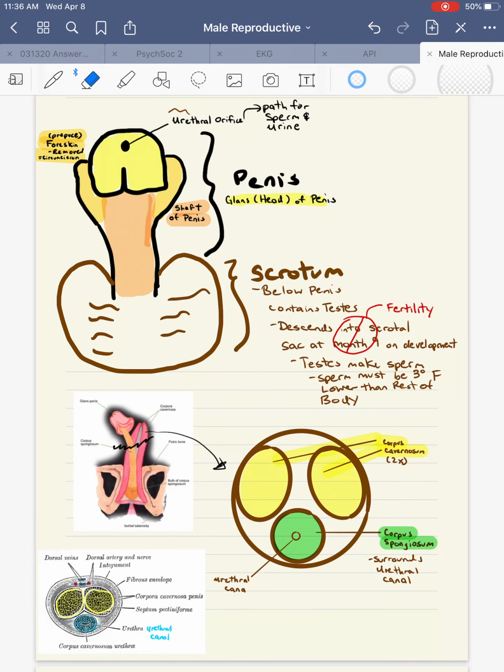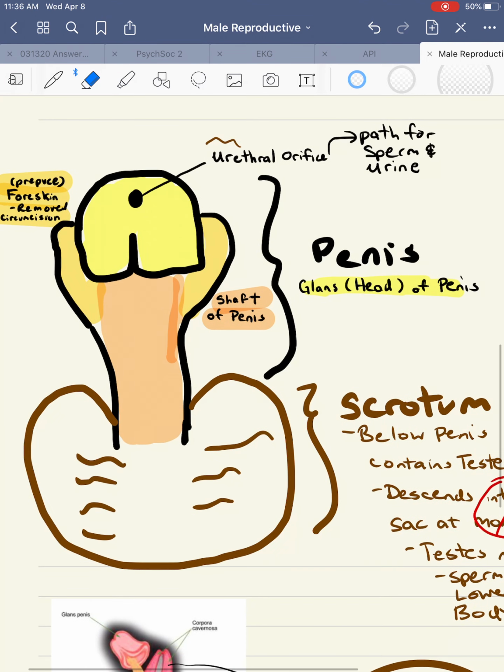All right, now we're going to look at the second part of the male reproductive system. We're going to look at the external anatomy of the male reproductive system. First part is the penis, right? And there's two parts of the penis. You have the head of the penis, which I made in yellow for you, and you have the long shaft of the penis, which is in beige.